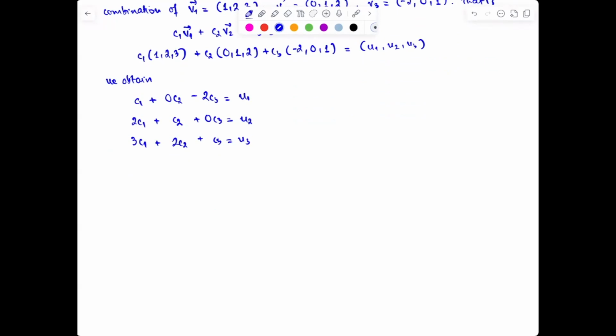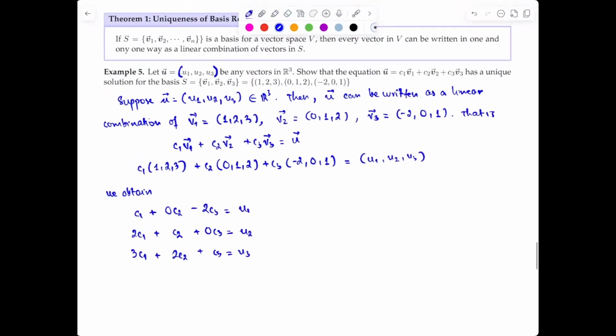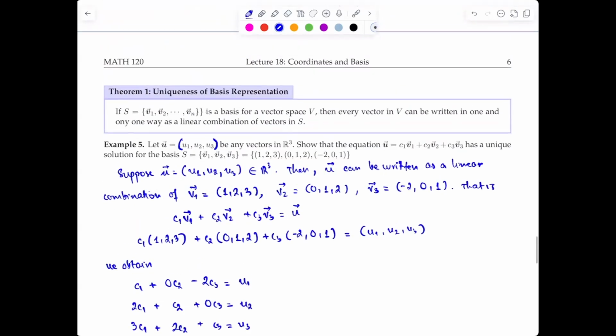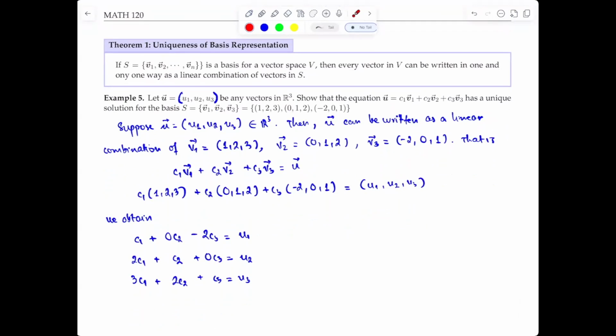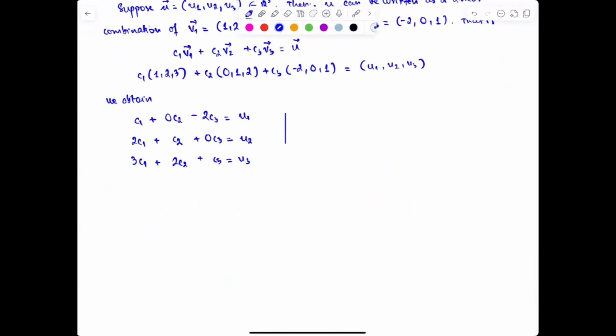When the determinant is different from 0, you can conclude that the system has a unique solution, and therefore it helps illustrate the fact that when you have a vector in a vector space, and that vector can be written as a linear combination of all the vectors in S, that linear combination is a unique linear combination. Okay, so let's form a 3 by 3 determinant. In this case, you have 1, 0, -2, 2, 1, 0, and here 3, 2, 1.